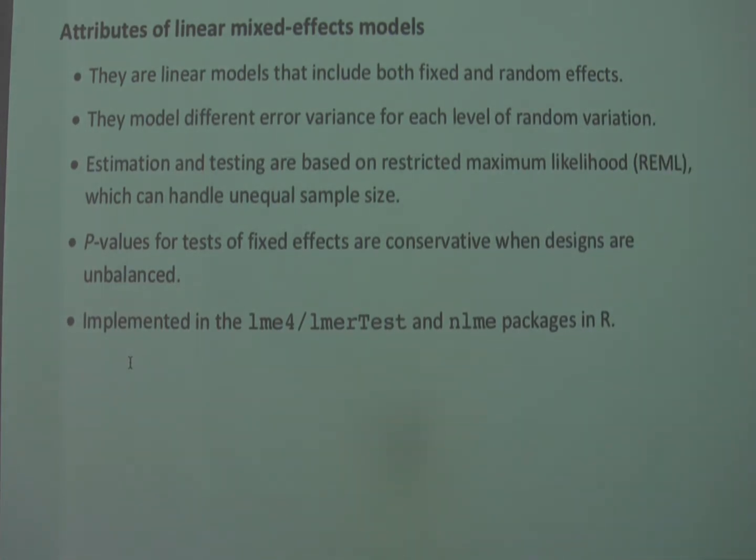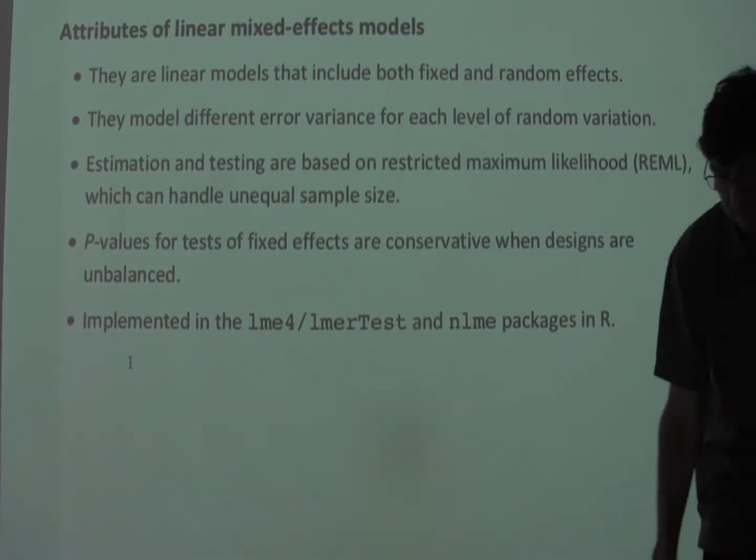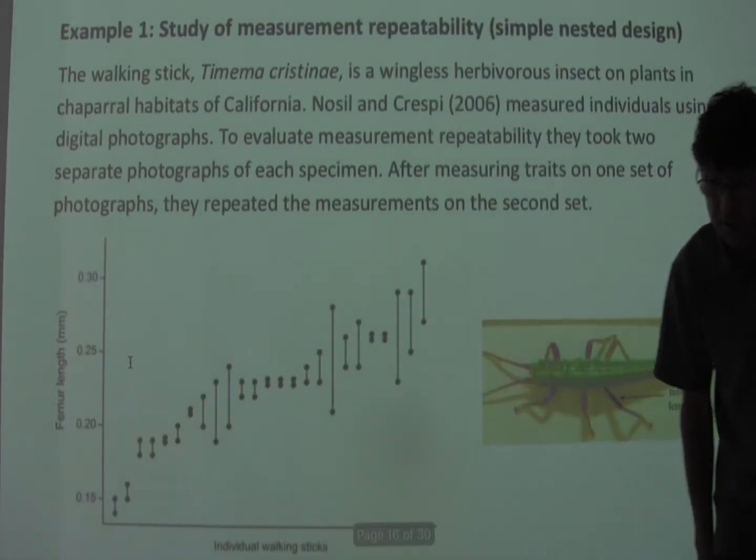So what are linear mixed effects models? They're linear models that include both fixed and random effects. They model different error variances for every level of random variation. Estimation and testing are based on restricted maximum likelihood, and it's able to handle unequal sample sizes, though the methods are approximate. P-values are conservative in this case when designs are unbalanced, and I already told you which package they're implemented in, and that's what we're going to try.